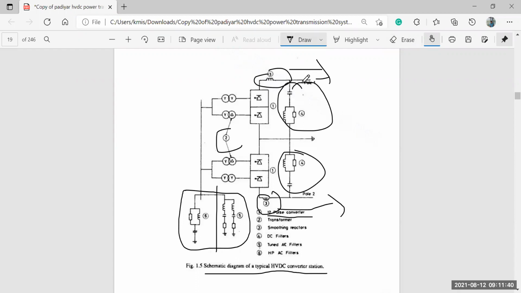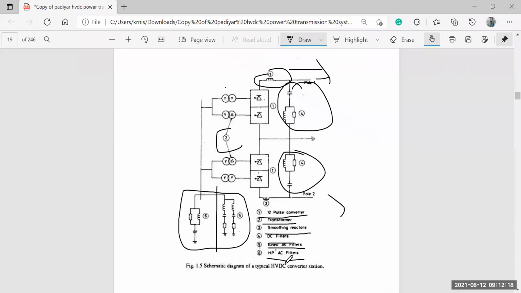And this is the pole. Pole 1, pole 2, and this is the ground. So this is your 12 pulse converter. Over here it is written: first is your 12 pulse converter, second is your transformer, third is your smoothing reactors, fourth is your DC filters, fifth your tuned AC filters, and sixth one your HPAC filters.